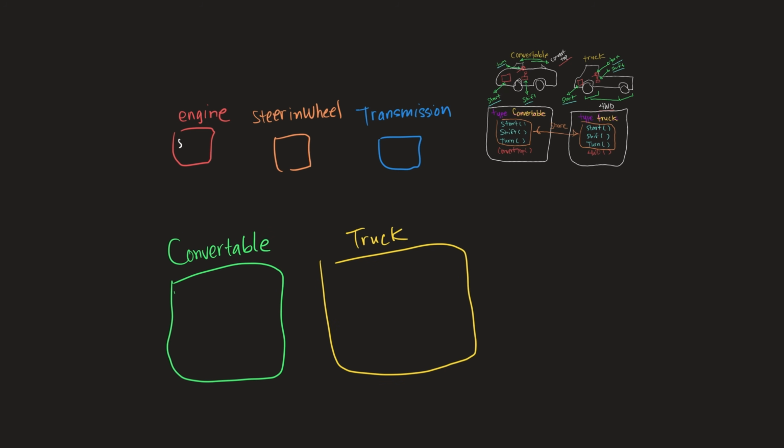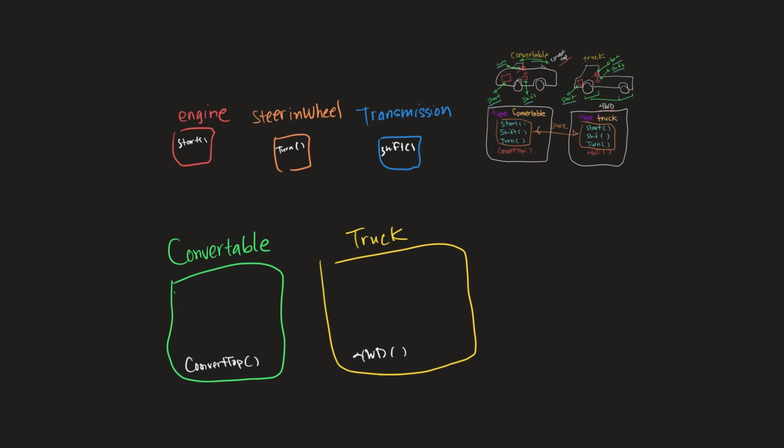Now remember, the engine component is going to have the start functionality, the steering wheel component is going to have the turn functionality, and the transmission component is going to have the shift functionality. And then remember, the individual car types had their own specific functionality that wasn't shared, right? So the convertible had convert top, and the truck had toggle four-wheel drive. So what is composition? Composition is just us composing all of these individual components together to create some specific thing.